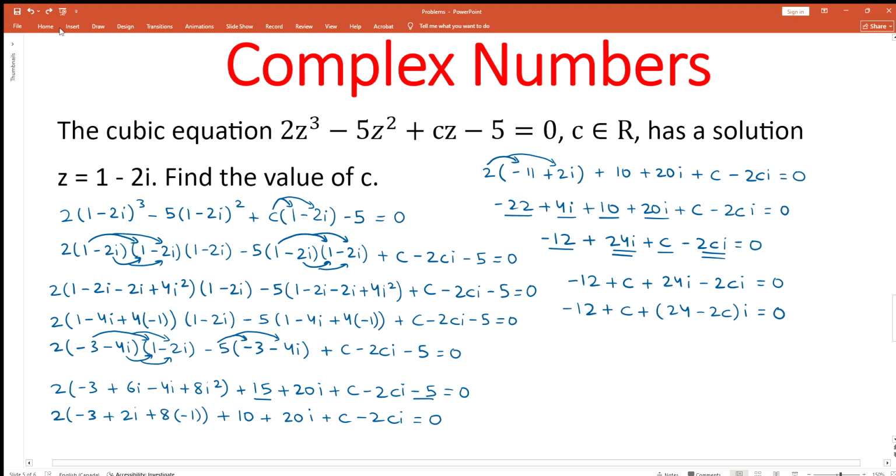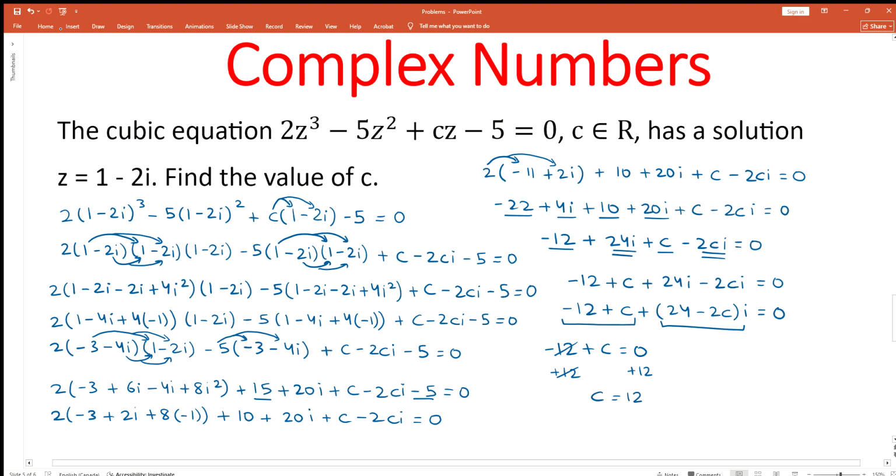On the left side, the real part of this complex expression is negative 12 plus c, and the imaginary part is 24 minus 2c. This complex expression will be equal to 0 if its real part and imaginary part are equal to 0. We can use this to find the value of c. The real part is negative 12 plus c. We should set it equal to 0 and solve for c. We should add 12 to both sides. I get c equals 12.